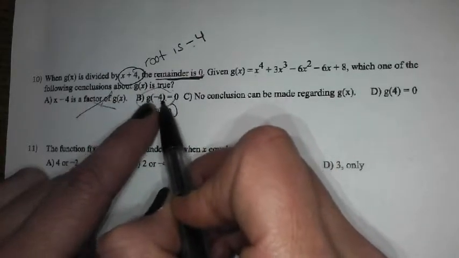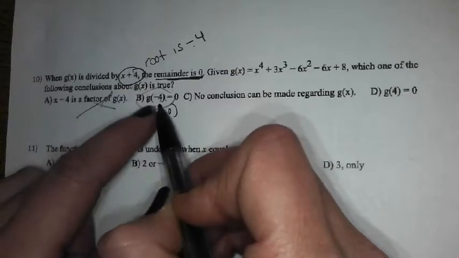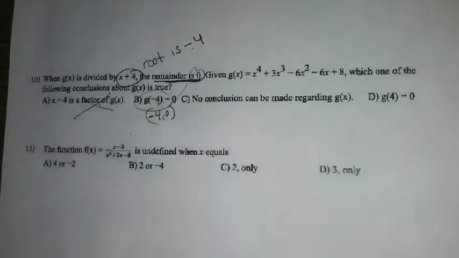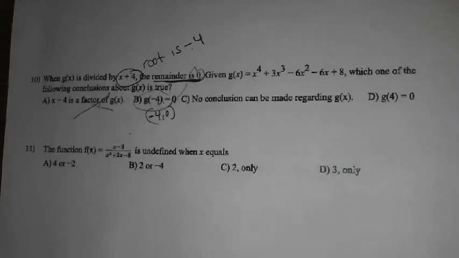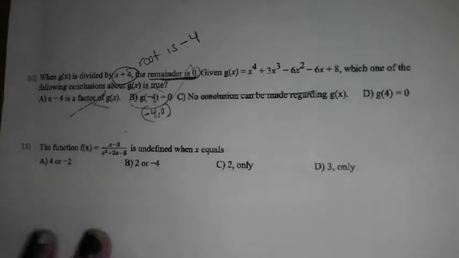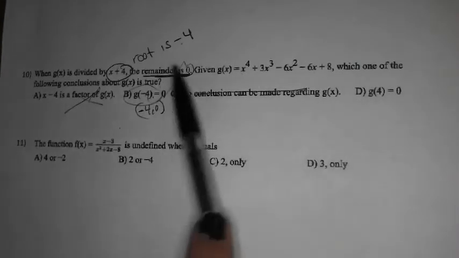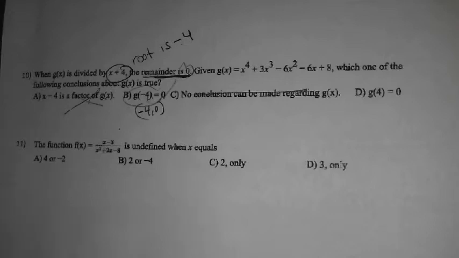Whatever the potential root is, which if you're testing a factor of x plus 4, your potential root is -4. Whatever your remainder is, that's the y-coordinate that goes along with that. Definitely not. No conclusion can be drawn. And g of 4 is not 0, because that would insinuate that 4 is the root, but we know that -4 is the root.